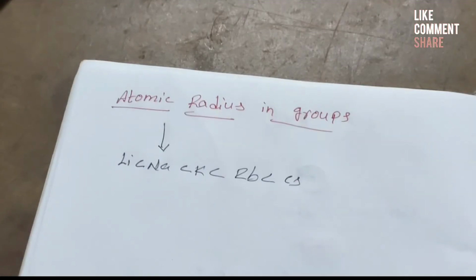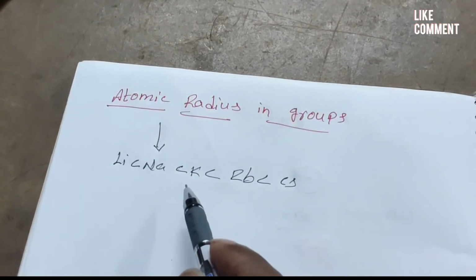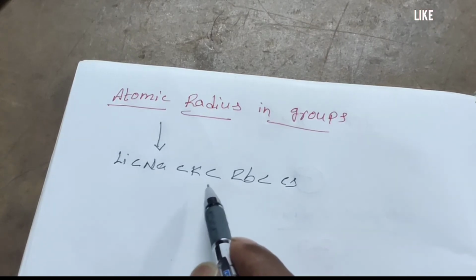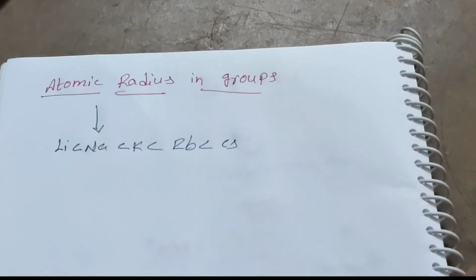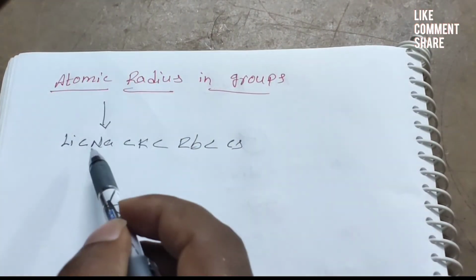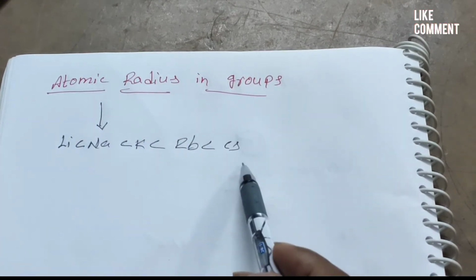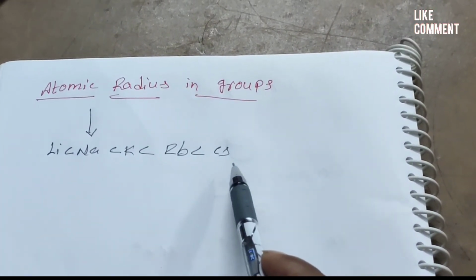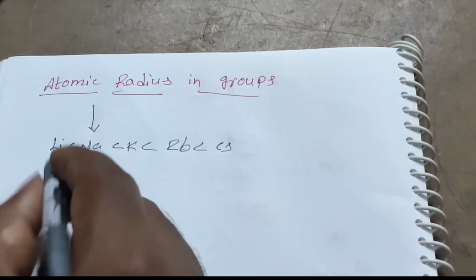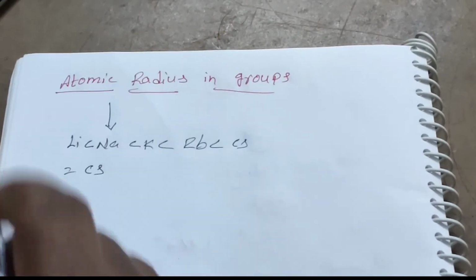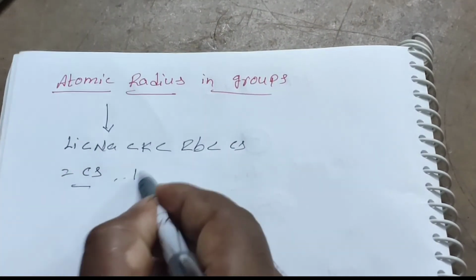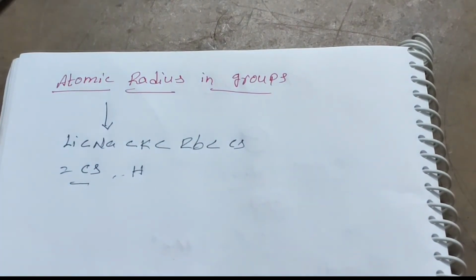Okay, in any period, the alkali metal is the largest in size and the halogen family is the smallest in size. In any group or period, the starting element is the largest and the ending element, the halogen, has the least size. The element with the highest atomic radius is cesium, and the element with the least atomic radius is hydrogen.